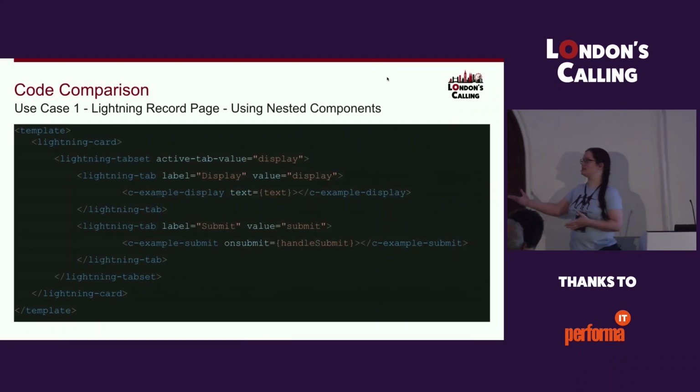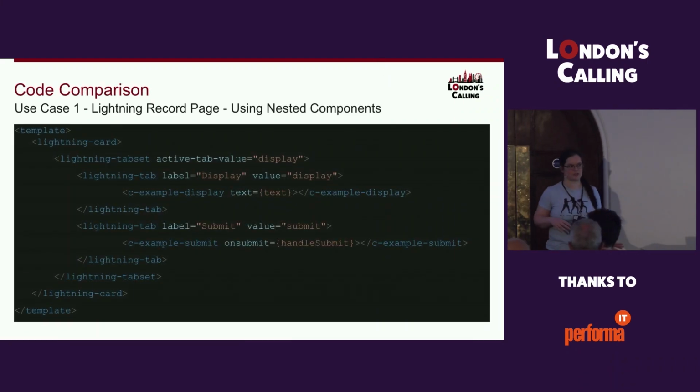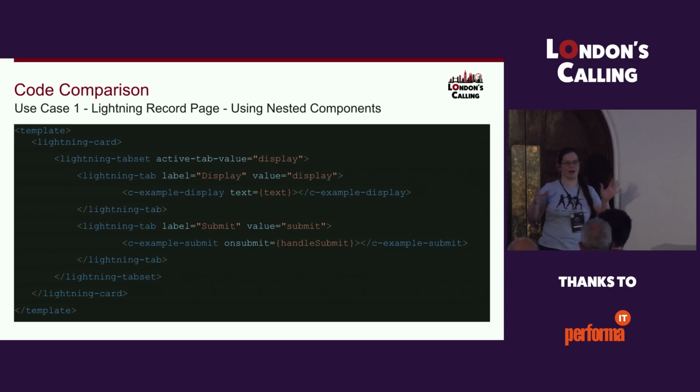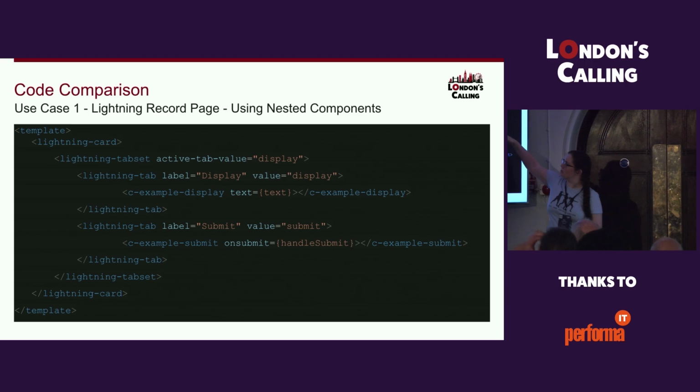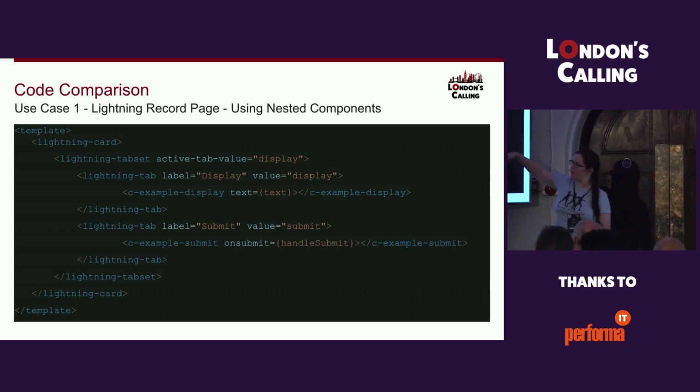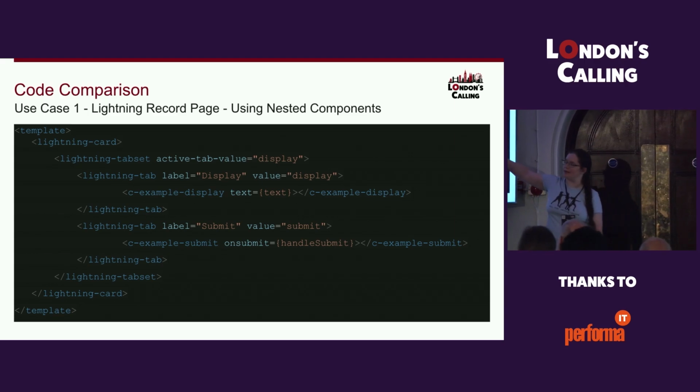So this is the one using nested components. If any of you have written LWC before, it's a very simple version of it. If you haven't, don't panic. The key thing I'm going to explain here is these are the two kind of nested components that we've got, the display tab and the submit tab. And so you're having to use the nested one.